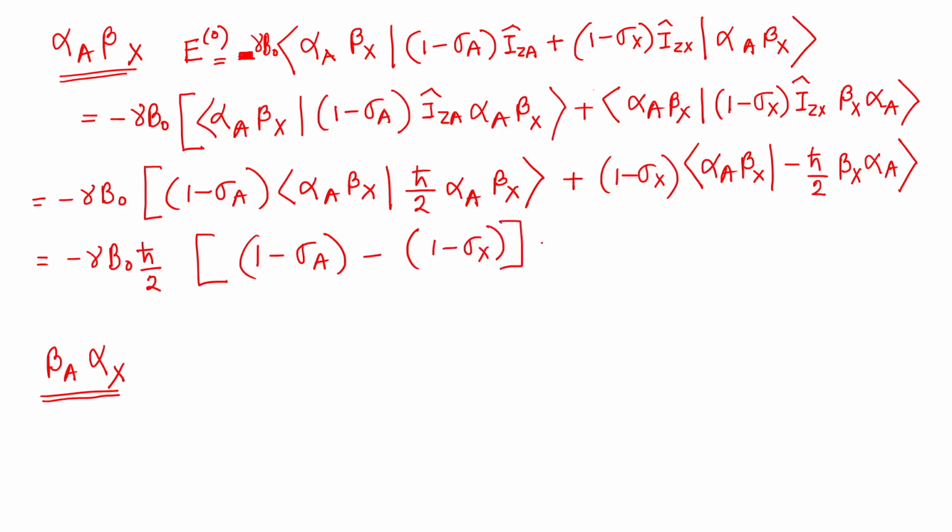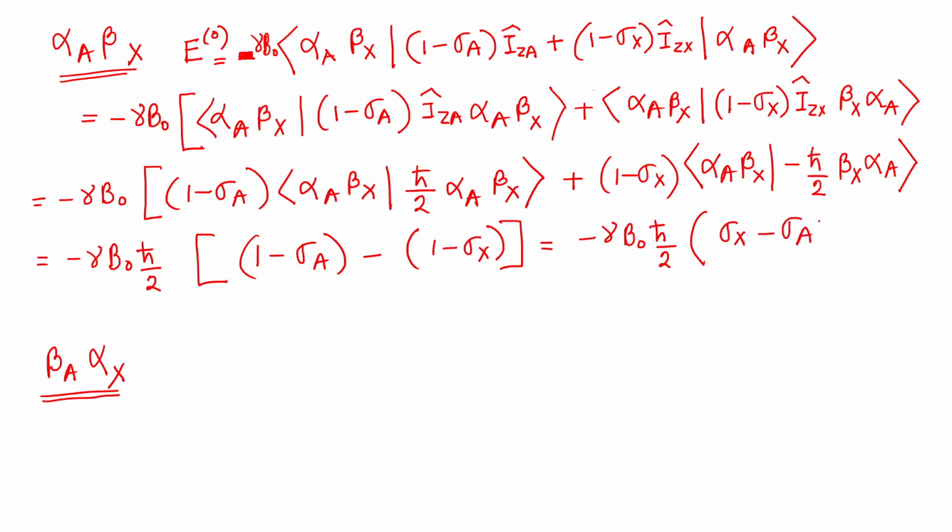So how will it look? Minus gamma B0 h cut by 2 times sigma x minus sigma A. 1 minus 1 is going to yield 0. So let me erase that. 1 minus 1, it is going to be sigma x minus sigma A.